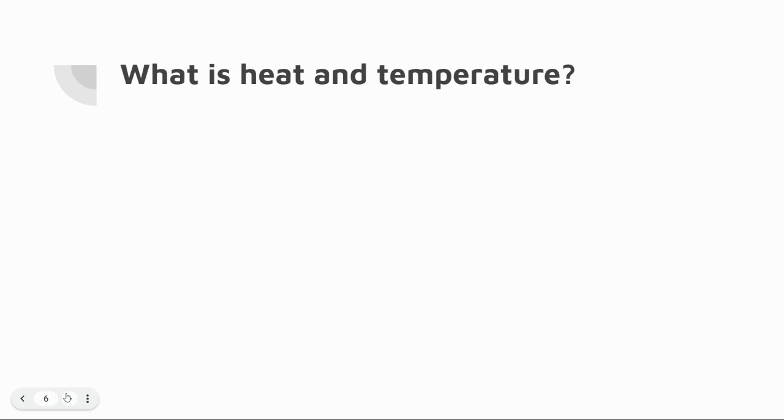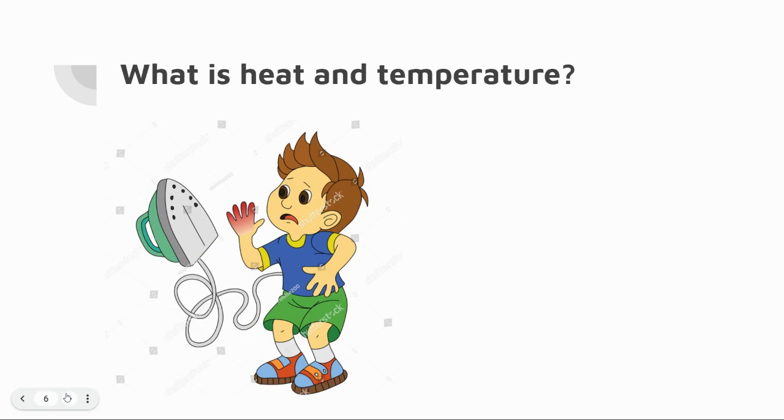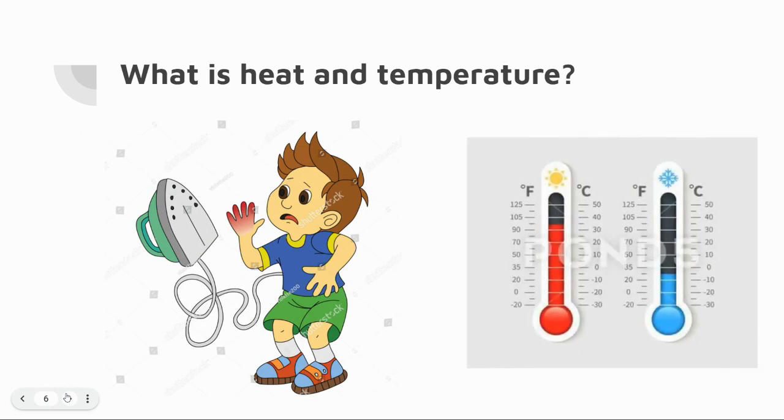So let's talk about heat and temperature as well. When you touch an iron, your hand gets super hot and you can even burn yourself, right? And so basically, heat is transferring from the iron to your hand. And the thing to remember is that heat travels from the more hot object to the less hot object.